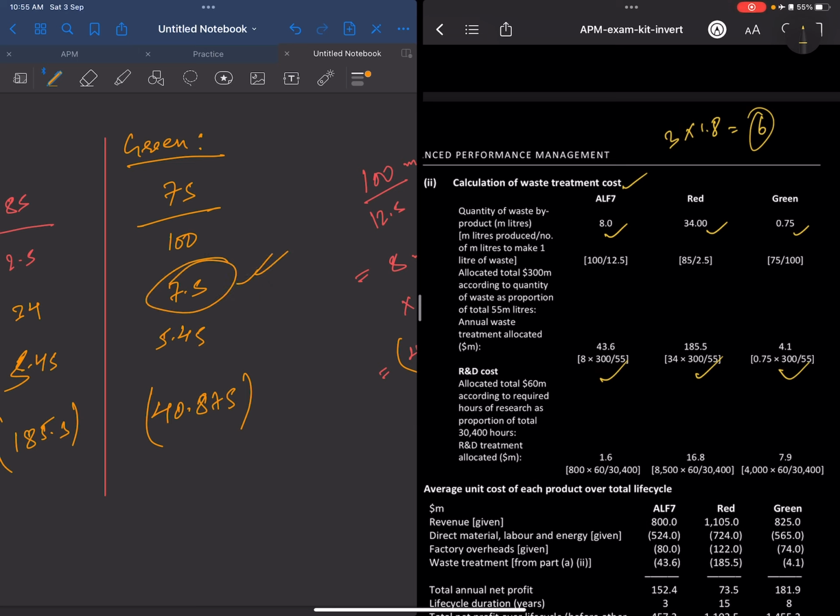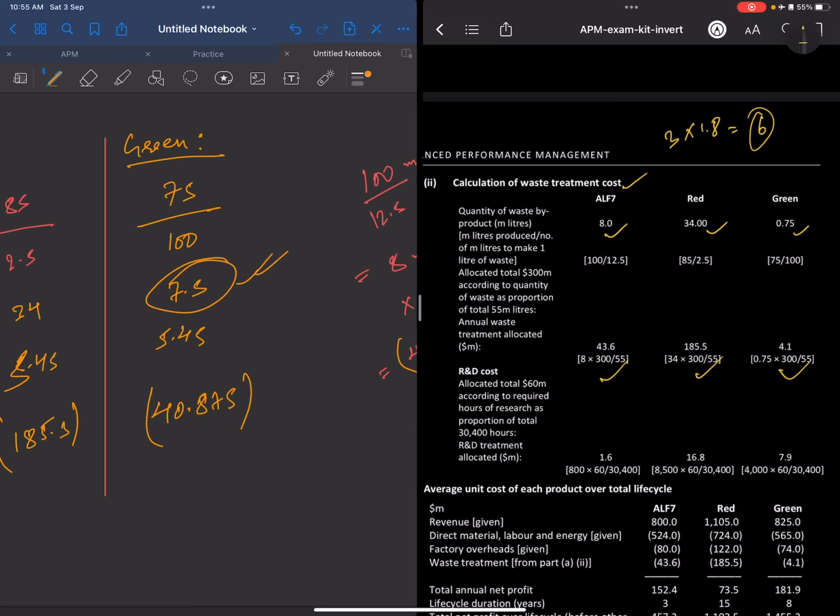So what else do we need to do? Number 2 is done, right? Using your answer, we need to calculate the average net profit of each of the 3 alternative products over their life cycle. Remember, nothing is different over here. Revenue is the same, the direct material cost is the same. Factory overhead is already given, it's over here, so that's the same thing. What we need to do is allocate waste treatment.